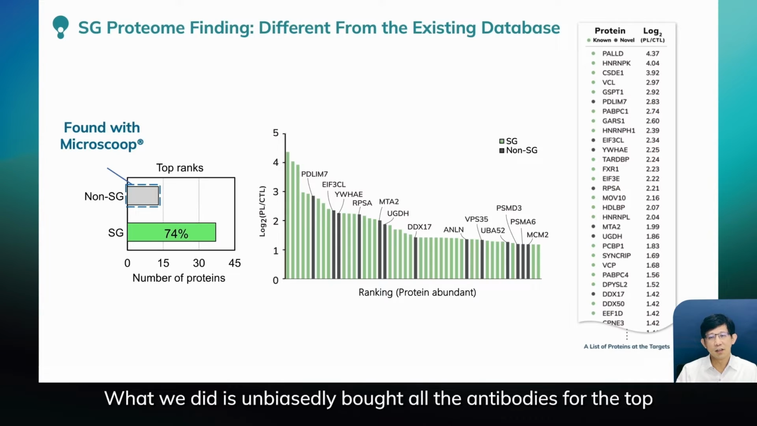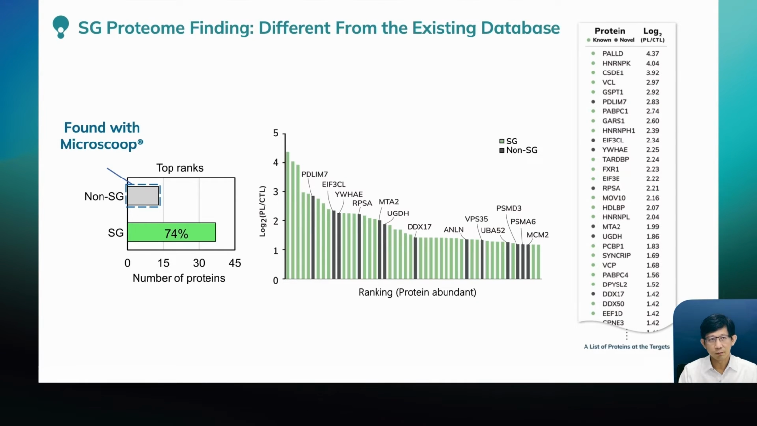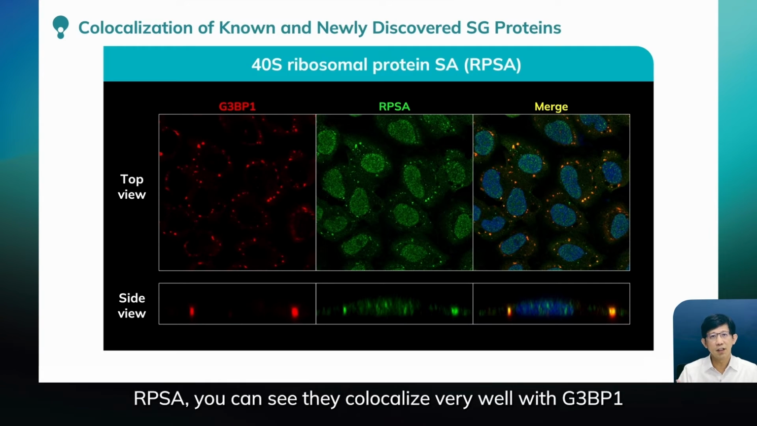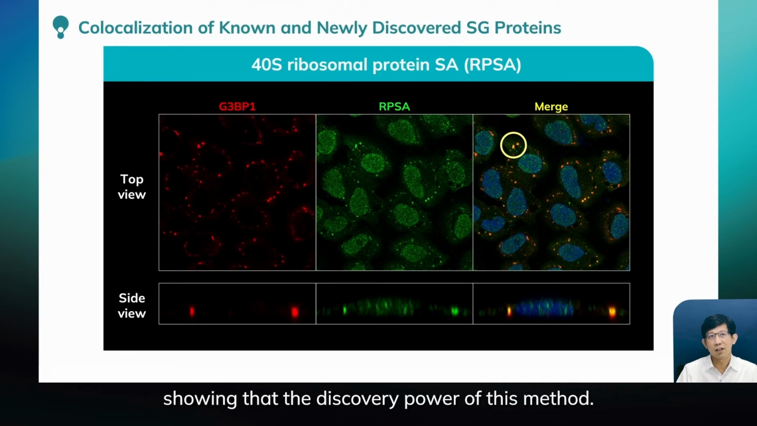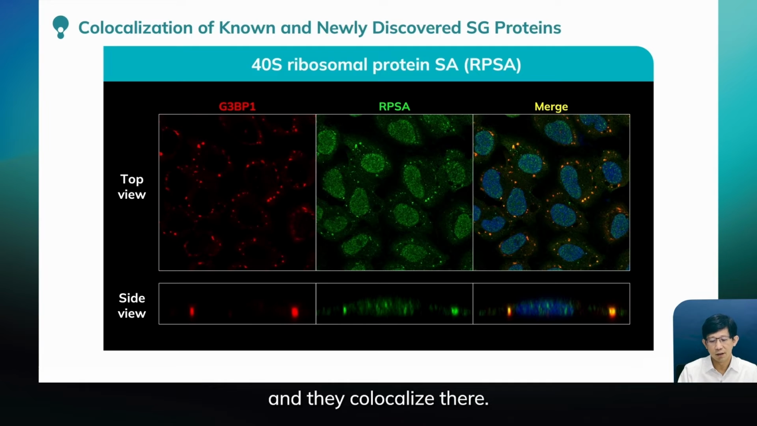So what we did is unbiasedly pull all the antibodies for the top hits, and then see if they localize in the stress granule location. Here is just one example, RPSA. You can see they colocalize very well with G3BP1 in the stress granule location, showing the discovery power of this method. You can find proteins that people never studied related to stress granule, and they will colocalize.